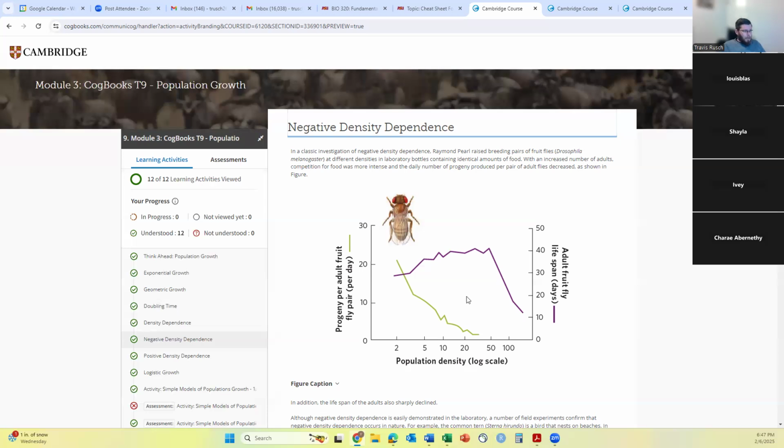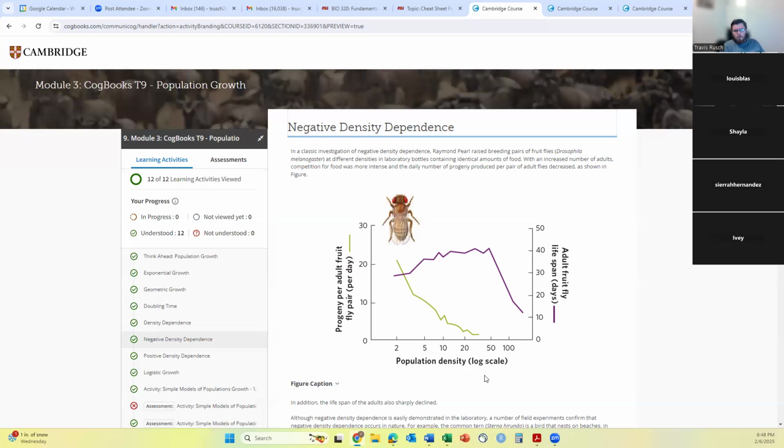It also has an interesting data point that shows the adult lifespan. As the population increases, it initially increases and then it decreases. Why do we see these decreases, do we think? Why is the population not reproducing as rapidly as it grows? So we have more individuals reproducing less.